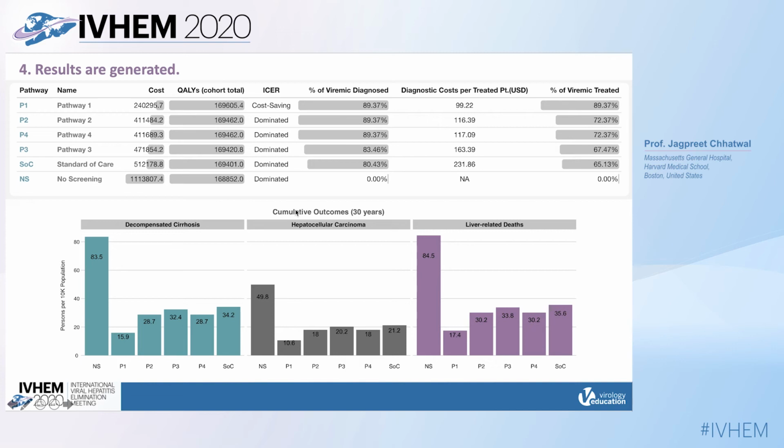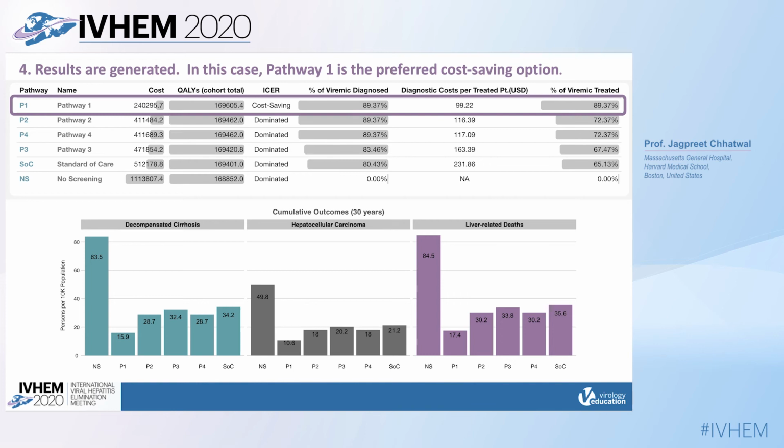For each pathway, we can also look at the clinical outcomes at a population level. For example, the figures below show per 10,000 people how many cases of decompensated cirrhosis will happen under no screening and for other pathways, and also outcomes like hepatocellular carcinoma and liver-related deaths. In this example, we found that pathway 1 is the most optimal pathway because it is cost saving. It results in the maximum quality adjusted life years and also saves cost compared with other screening strategies.